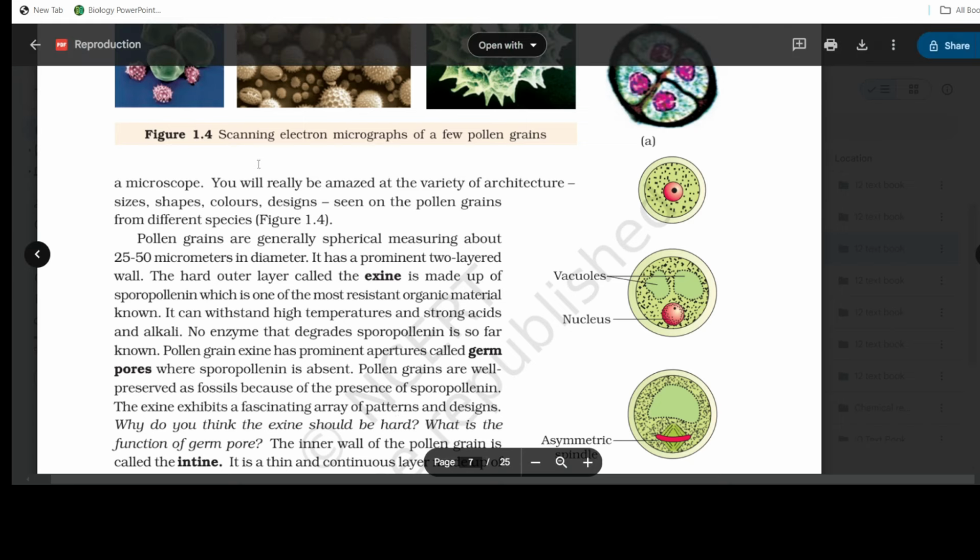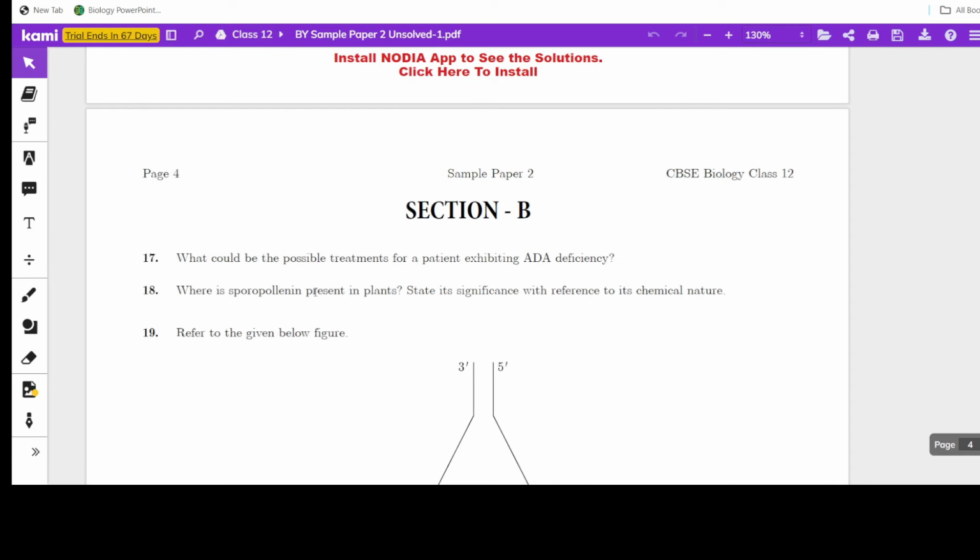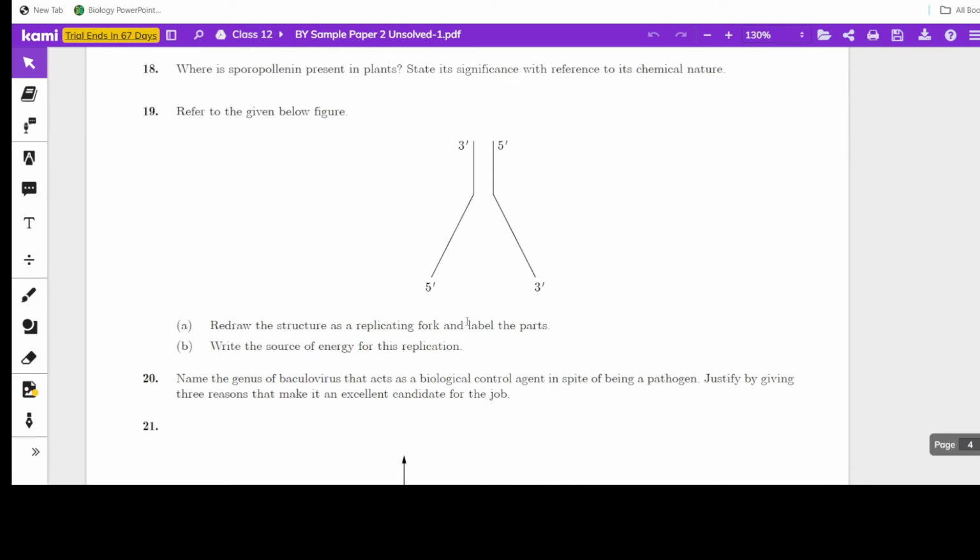That is, these are their significance. Next question. Refer to the given below diagram. You can see the diagram of replication fork. Redraw the structure as a replication fork and label the parts. Write the source of energy for this replication.